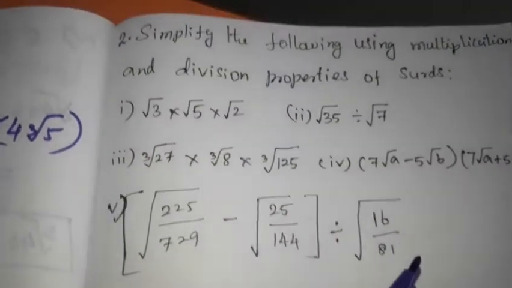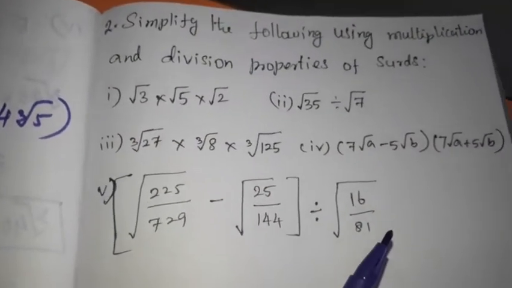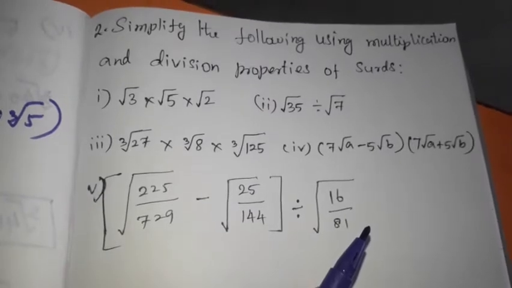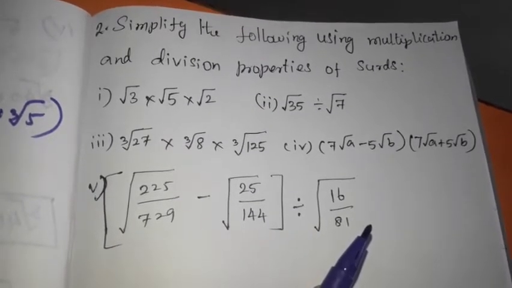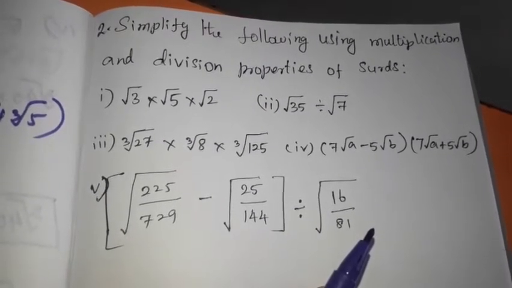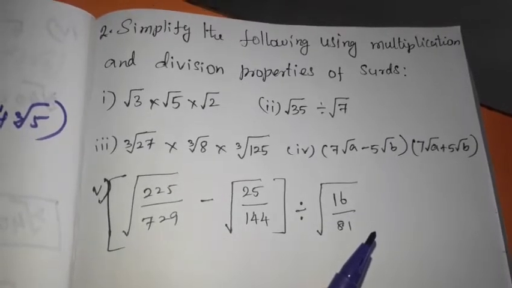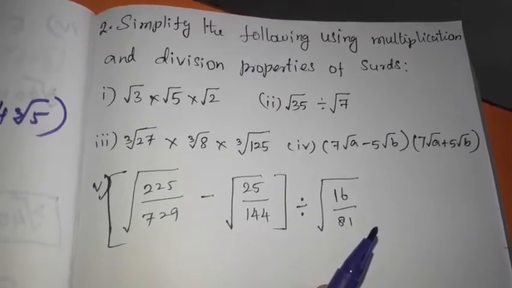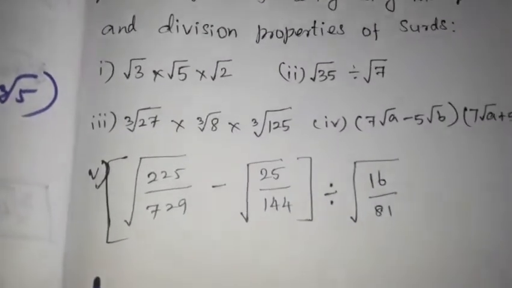Listen students, next we are going to see the second sum. Simplify the following using multiplication and division properties of surds. The first subdivision, root 3 into root 5 into root 2, is given. We want to find the solution.